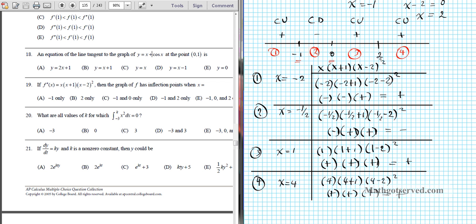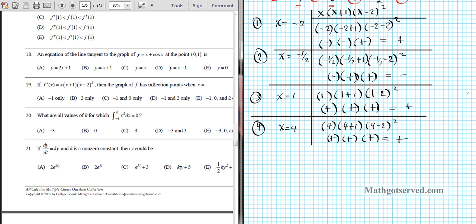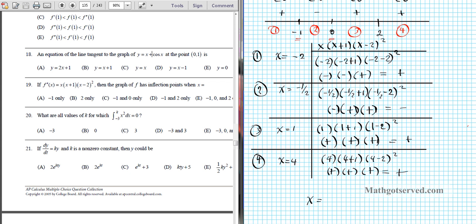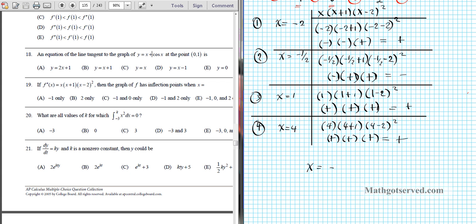Okay, so 2 is not a point of inflection because it was positive before and after that point, so it's not a point of inflection. So our only points of inflection are x equals, what did I forget already? x equals negative 1 and x equals 0. Okay. All right.